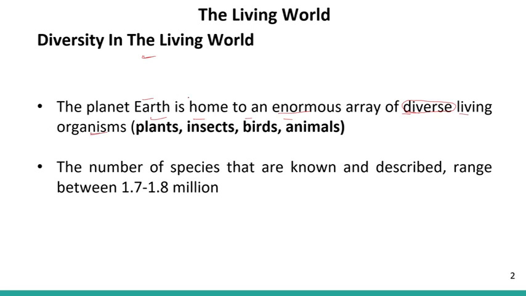According to a survey, the number of species, that is different plants, insects, birds and animals, that are known and described ranges between 1.7 to 1.8 million. So you can see there is so much diversity, or a lot of biodiversity, biological diversity.